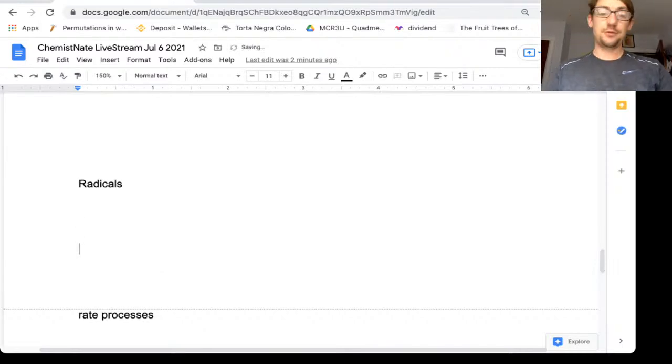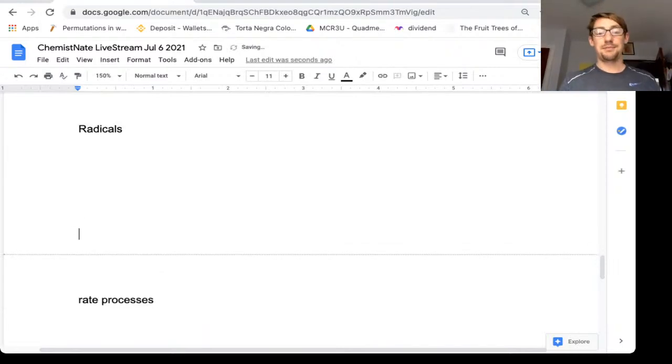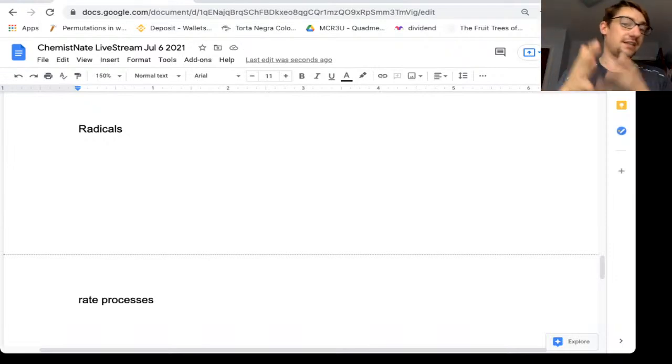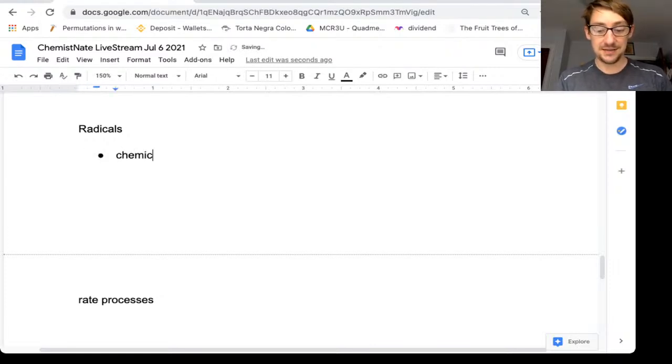Someone asked a question about radicals. You know what? I'm being inspired here to whittle down the subject because I feel like we're all over the place. Some of you are responsible for radicals and some of you aren't. Radicals in general are chemical species with an unpaired electron from somewhere.